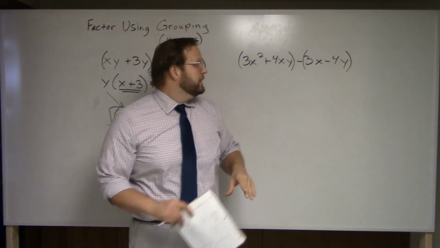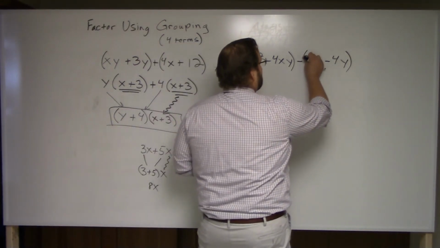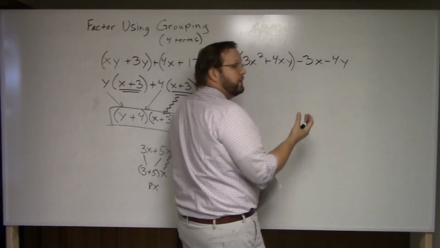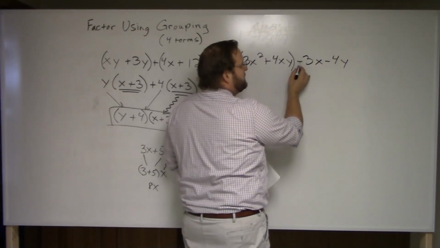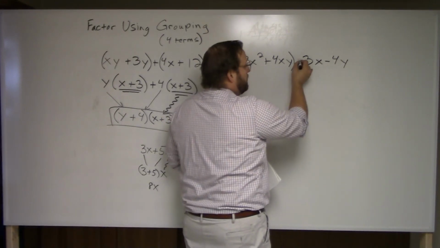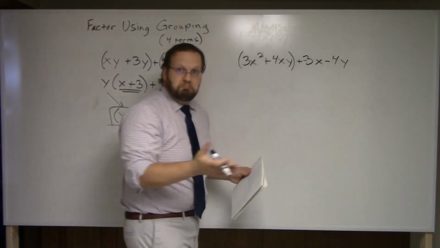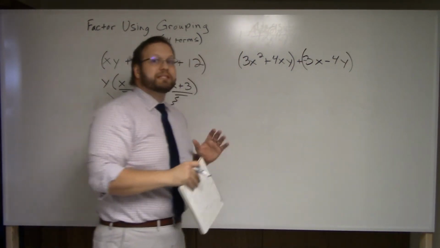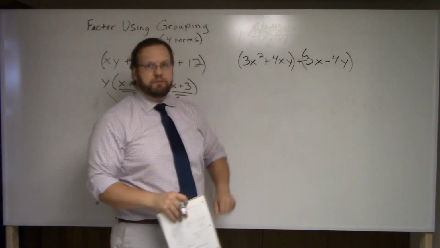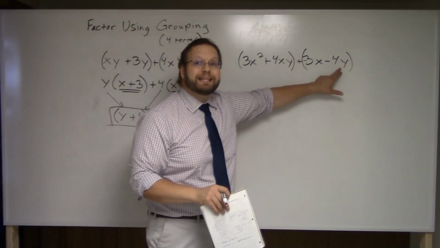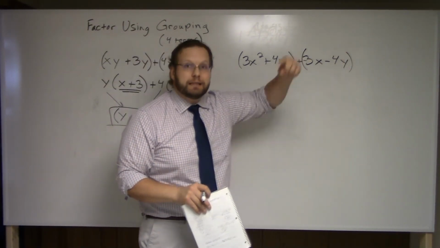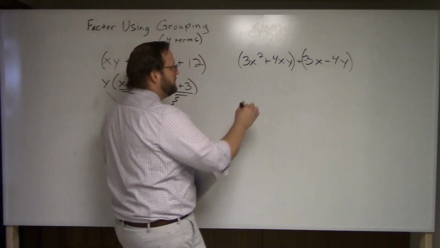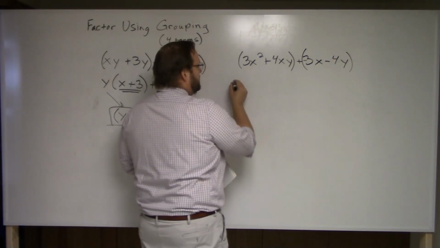We can't do that. So what we should do first, before we group, is rewrite the problem. What I mean by that is, instead of minus 3x, plus negative 3x. Same meaning, but now I can group safely. Because this is still a negative 3x like we started, and more importantly, this is still a negative 4y like we started. And now we're back to business as usual. So, GCF here is an x.